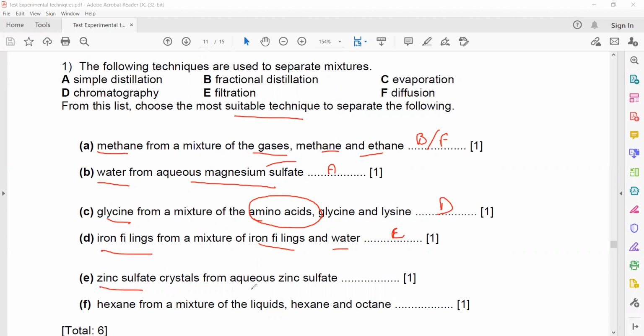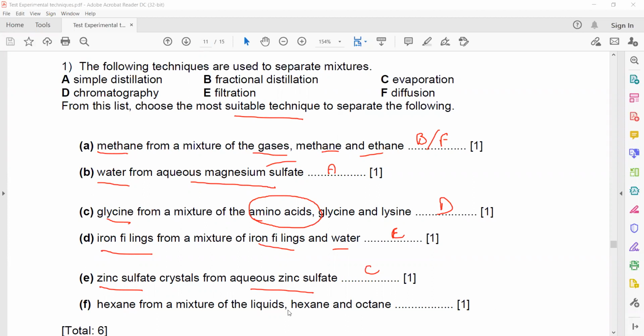Zinc sulfate crystals from aqueous zinc sulfate. We need salt from the solution, so we can use evaporation. Yes, you can use a technique more than once. You can use the technique once or more than once.